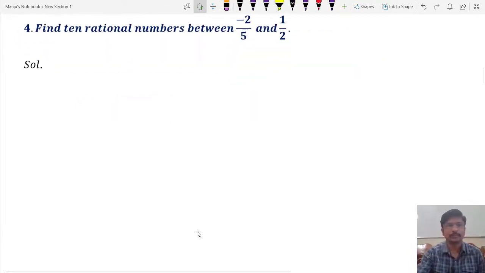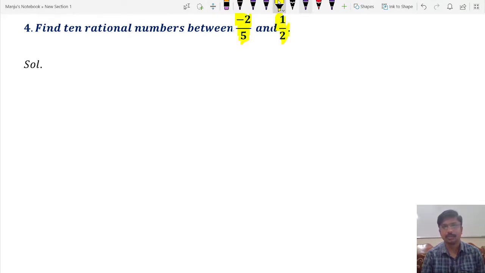Fourth question. Find 10 rational numbers between minus 2 by 5 and 1 by 2. Okay, we have to find 10 rational numbers between minus 2 by 5 and 1 by 2. Solution.